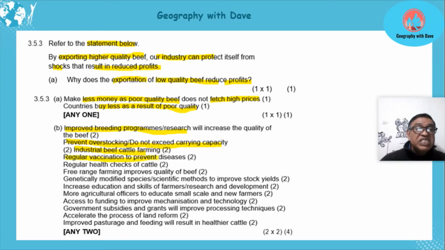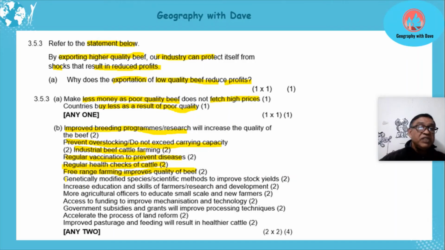Regulation of vaccinations to prevent diseases. Can you see it? All important. Regular health checks for cattle. Besides you having a health check, they must have a health check. Free range farming improves quality of beef. Free range means allow them to eat on the natural vegetation. Can you see? So my apologies for the question, learners, but ways of improving beef farming would probably be the question down here.